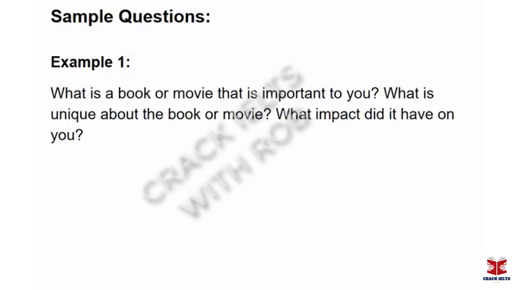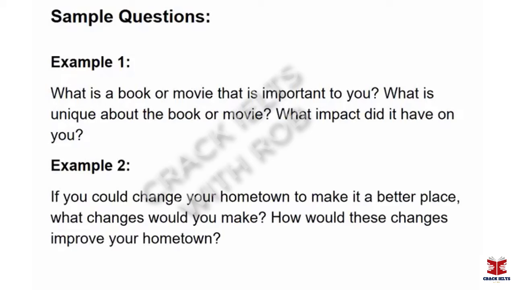Okay, now question number 2. If you could change your hometown to make it a better place, what changes would you make? How would these changes improve your hometown? Okay, thematic questions look like these. They are a series of questions, usually about 2 or 3, and they follow a theme of some kind. In the first one, the theme is a book or movie that had some influence on you in some way. And the second one is your hometown and what kind of changes you'd like to make.